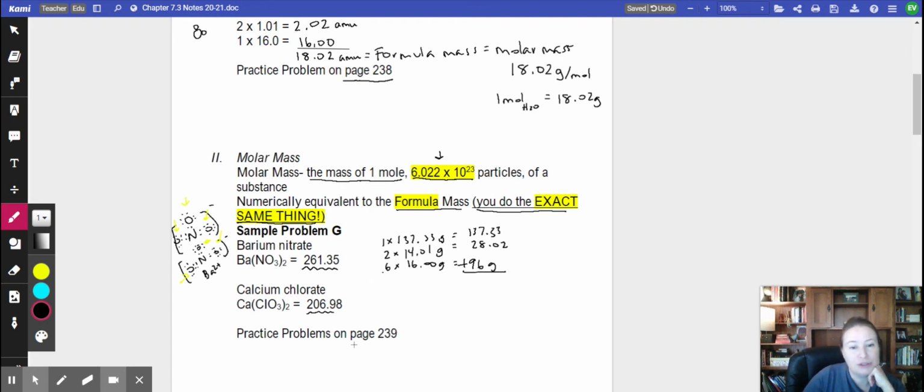Also, I would like you to look at the practice problems on page 239 of your textbook. We will go over these practice problems at the beginning of class tomorrow.